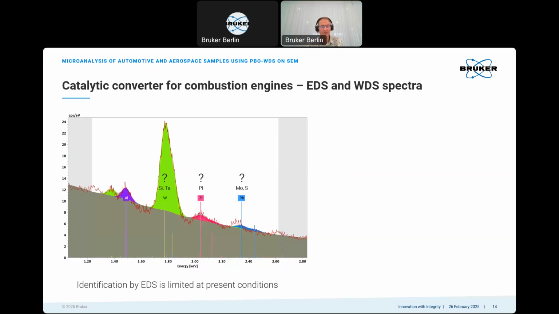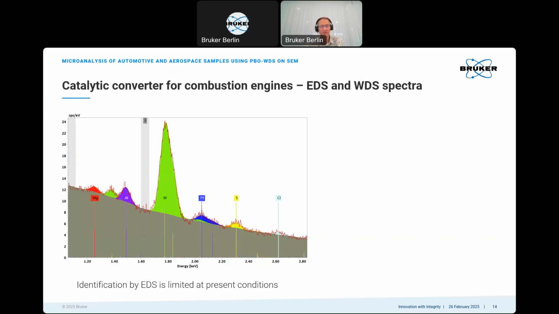Then we have an indication for zirconium, but at the same position, there's also platinum. So we have to sort this out, and using 5 kV, it's difficult. Using higher kV, we would see a high energy line of the platinum around 9 kV, but we are limited to low kV because of the spatial resolution. And then at about 2.3 kV, there is a peak marked as lead, which does not fit very well. It could also be molybdenum or sulfur.